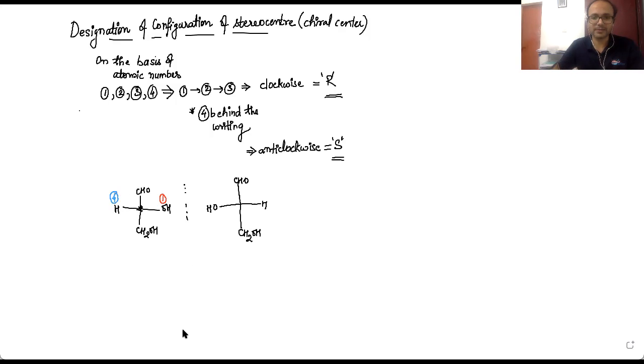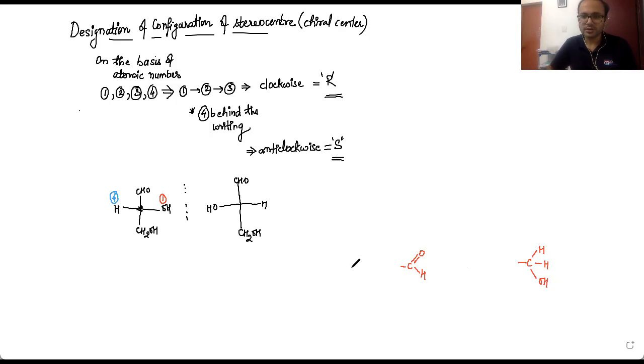Let me come back to the color now. We have to compare these two groups. Let me write it separately and show you how we decide the priority. One of the groups attached is an aldehyde, that is CHO. If you draw an expanded structure, it would be something like this. You know that. The other group is CH2OH, which is a carbon attached to two hydrogens and an OH group.